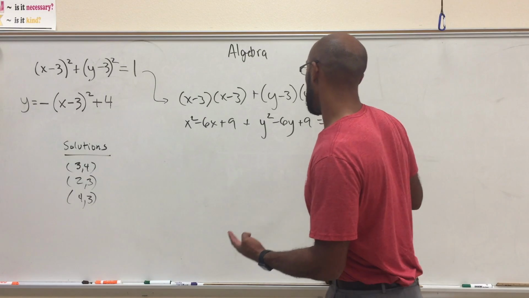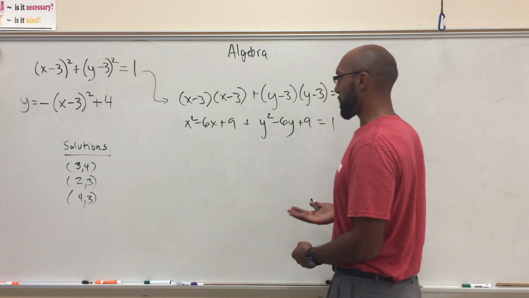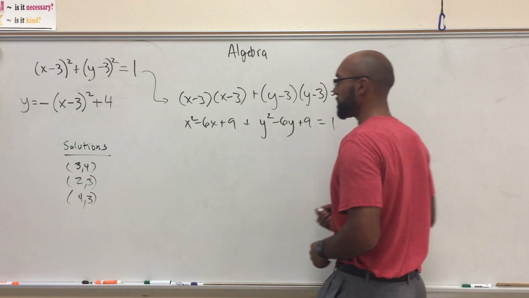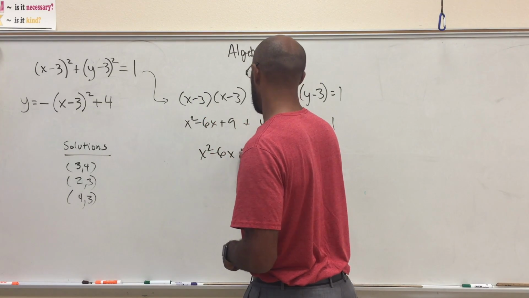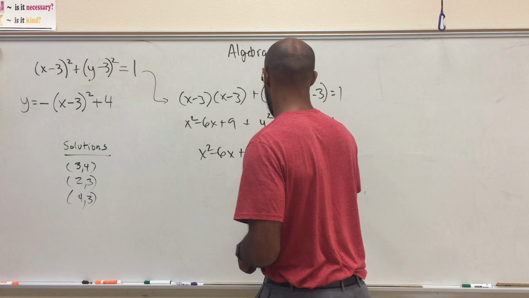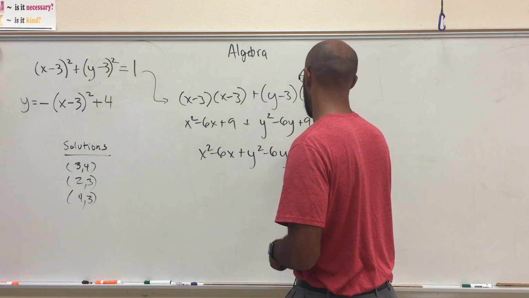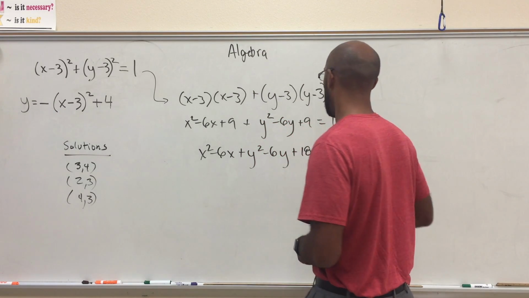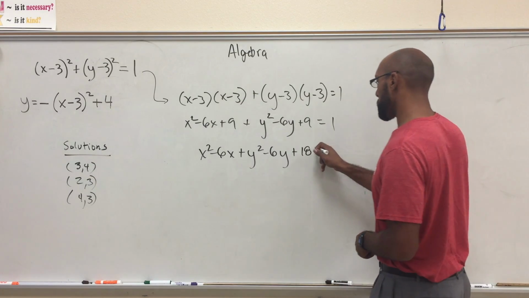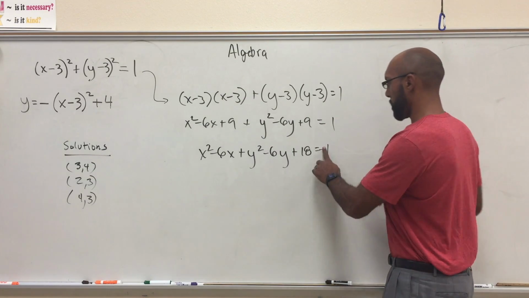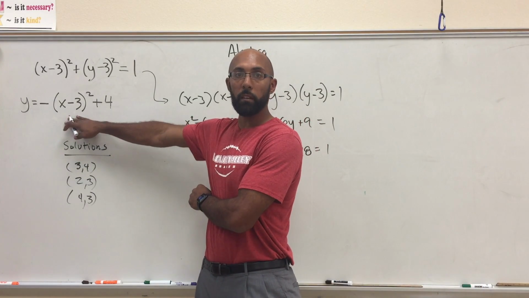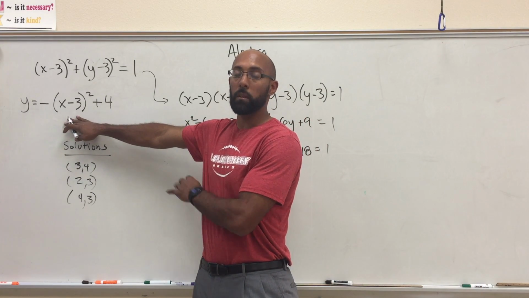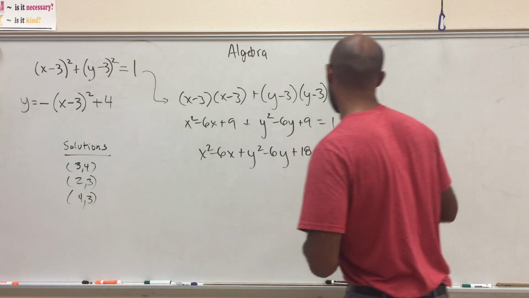So now I'm looking at it, there's really not much I can combine except maybe this 9 and 9, because those are like terms. So then I have plus 18. All right, so we're there. Now what I noticed too is that I'm going to go ahead and simplify this as well, so over here.